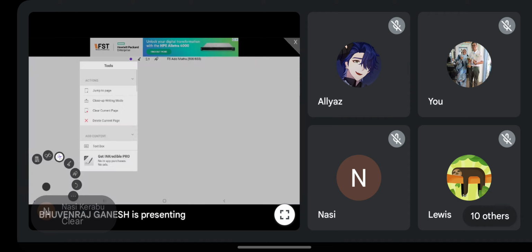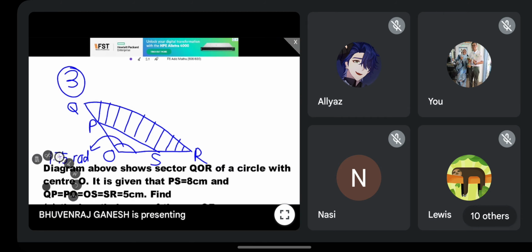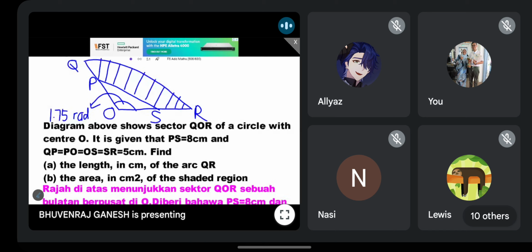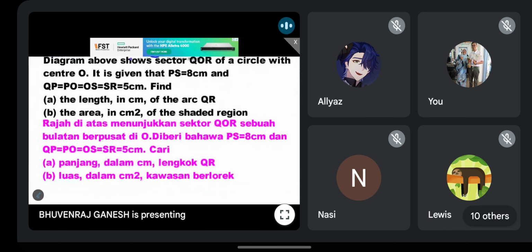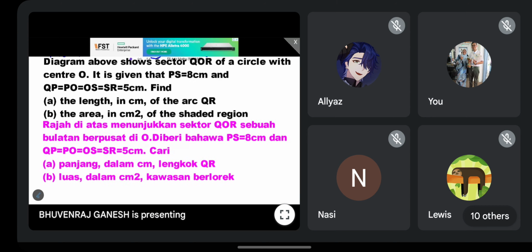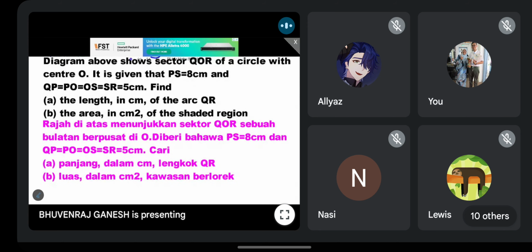Okay, good. Okay, number 3. Okay, baca soalan dulu. As we go on, the question will become harder. Soalan akan lebih susah. Okay, semua sudah baca? Cuba react, like kalau sudah baca.